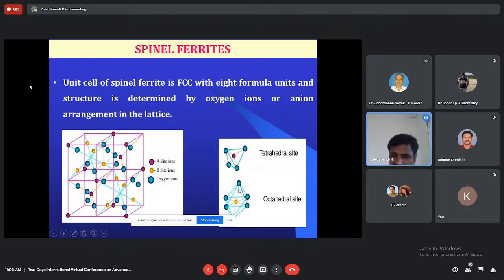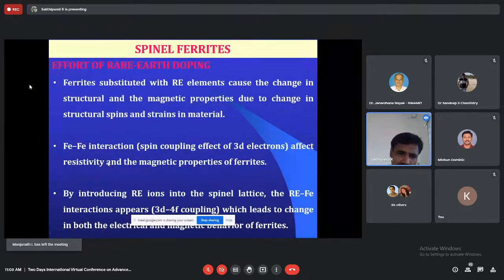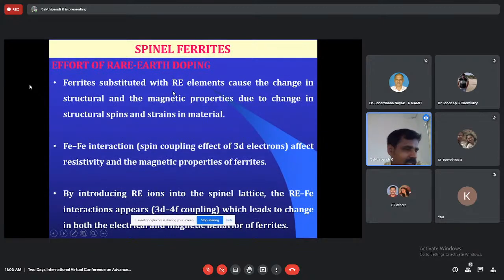If you change the state or the defect of this octahedral site or tetrahedral site, one can modify the magnetic property of the material. In this case also I will introduce some rare earth elements. In general, the magnetic properties depend only upon the Fe-Fe interaction. Earlier there was no rare earth, so only the Fe-Fe interaction came into play.